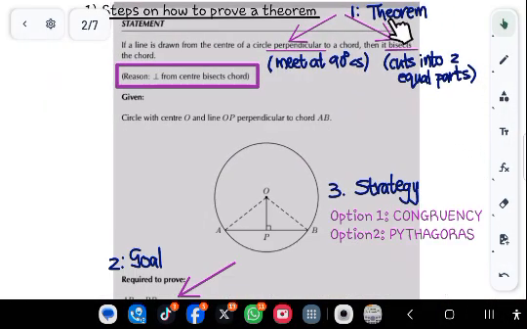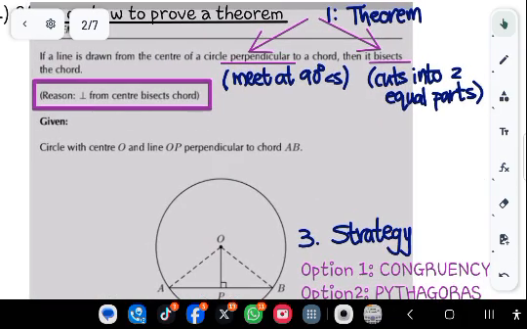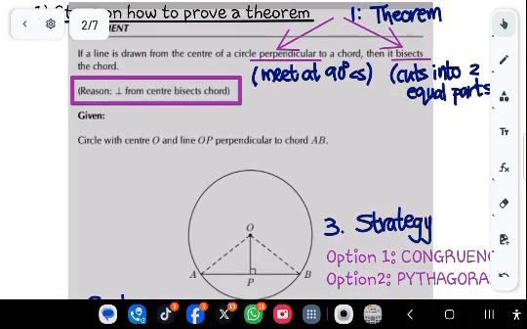Number 1, know your theorem. What do I mean by knowing your theorem? Understand what the theorem is about. Know what the words mean.